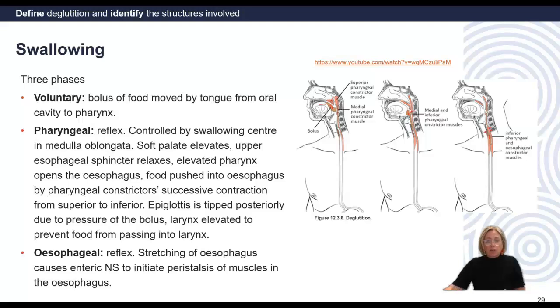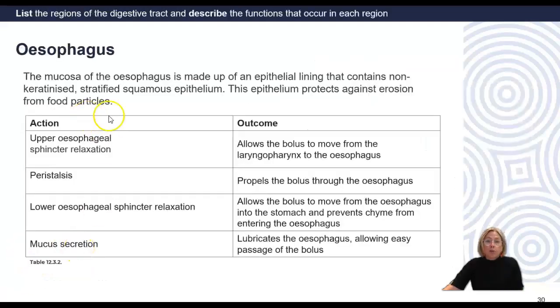The esophageal phase then is a reflex as well, and stretching of the esophagus causes the enteric nervous system to initiate peristalsis of muscles in the esophagus. So just to summarize the esophagus, it does contain stratified squamous epithelium in the mucosal layer, and that protects against erosion from food particles passing through.